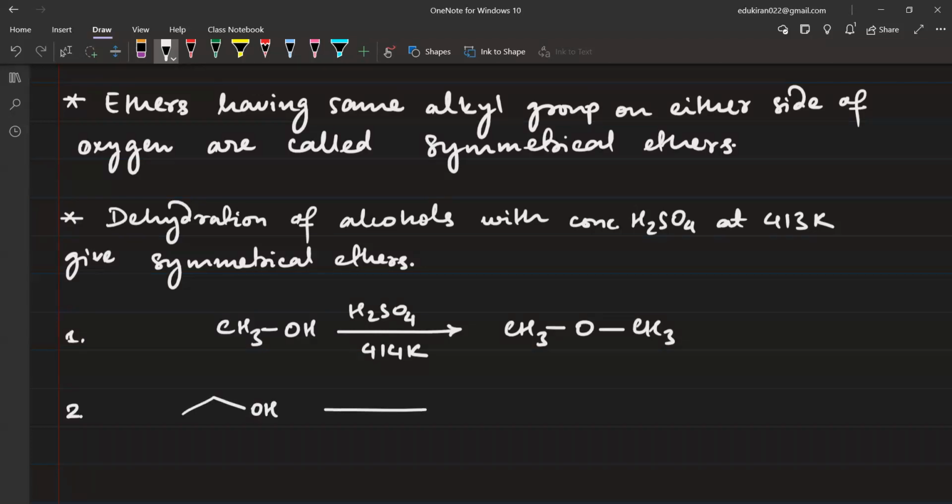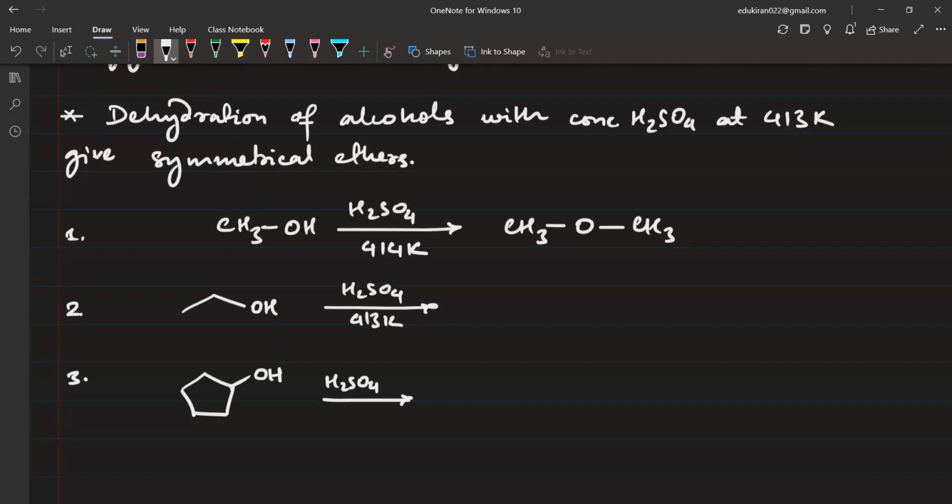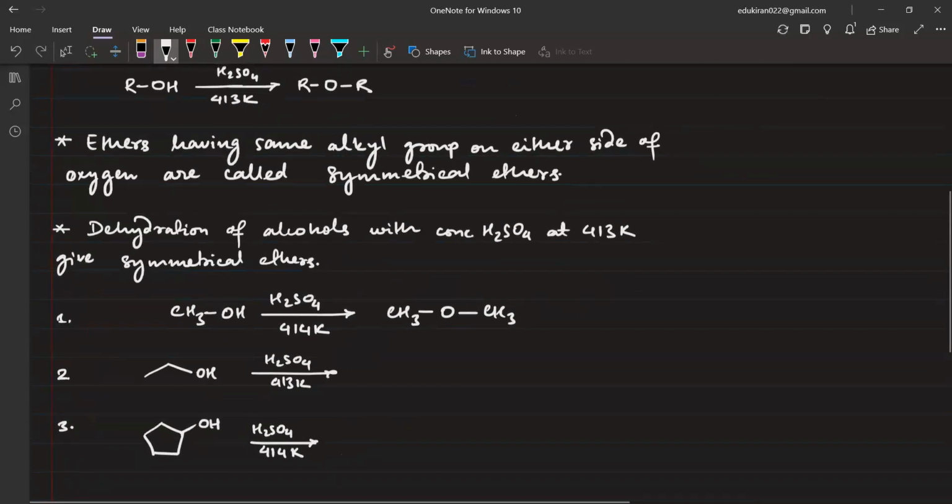Two carbon atoms and OH, H2SO4, 413 Kelvin. Just a second. So please write these two questions and then we will look at the mechanism.